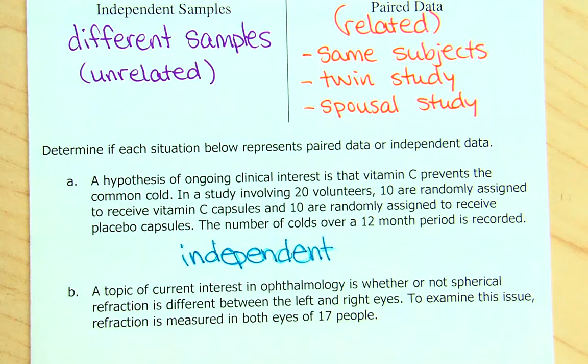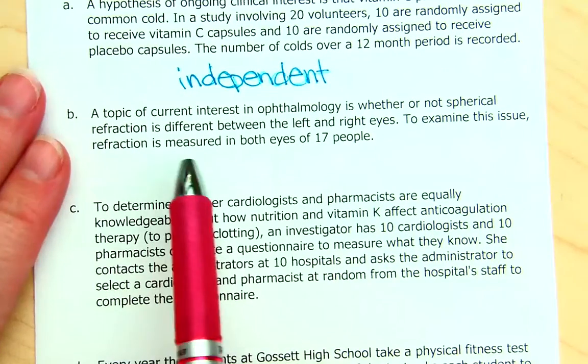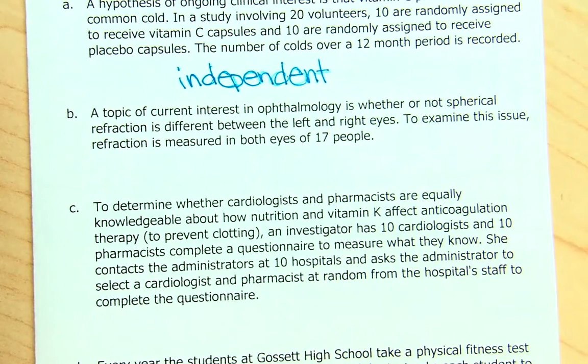Okay, for the next one, it says, a current topic of interest in ophthalmology is whether or not spherical refraction is different between the left and right eyes. To examine this issue, refraction is measured in both eyes of 17 people. So what do we think here? Is it paired or is it independent? I heard one response from up here. Anybody else have an idea? Is there a reason we would take this measure for the right eye and pair it to a measure in the left eye?